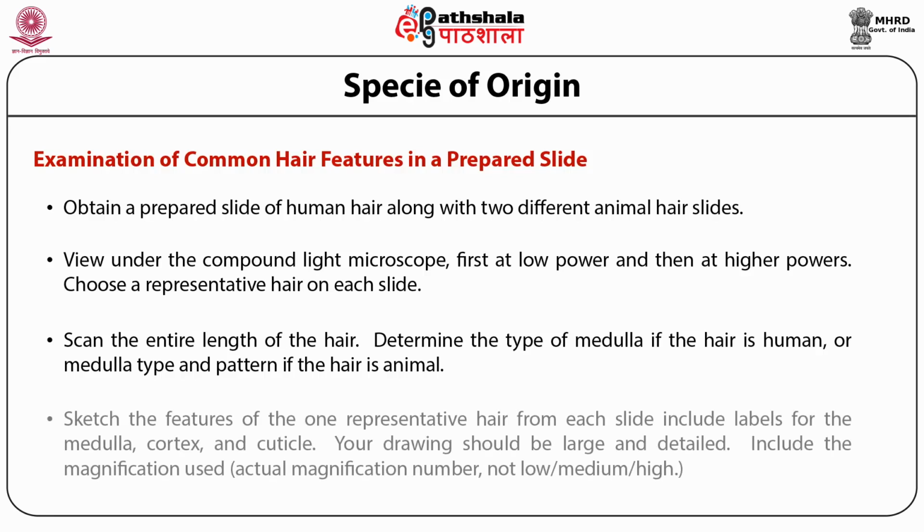The fourth step, sketch the features of one representative hair from each slide. Include labels for the medulla, cortex, and cuticle. Your drawing should be large and detailed. Include the magnification used, the actual magnification number, not low, medium, or high.